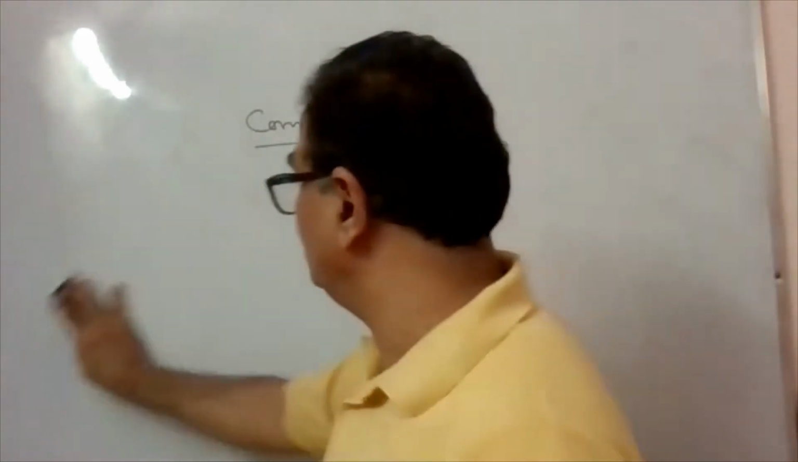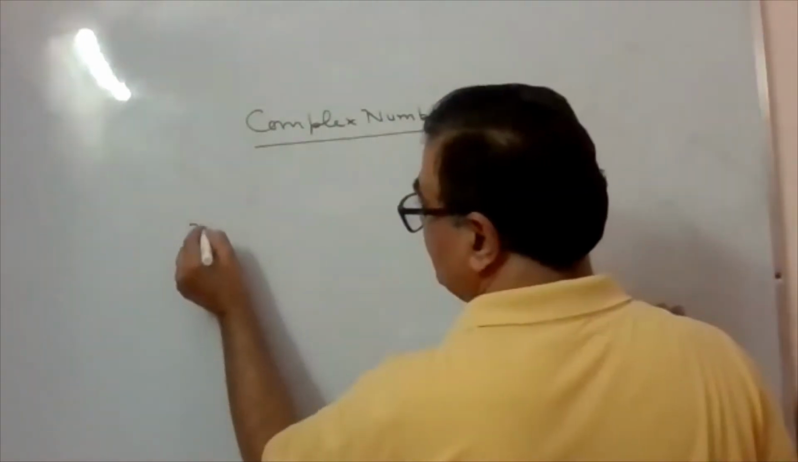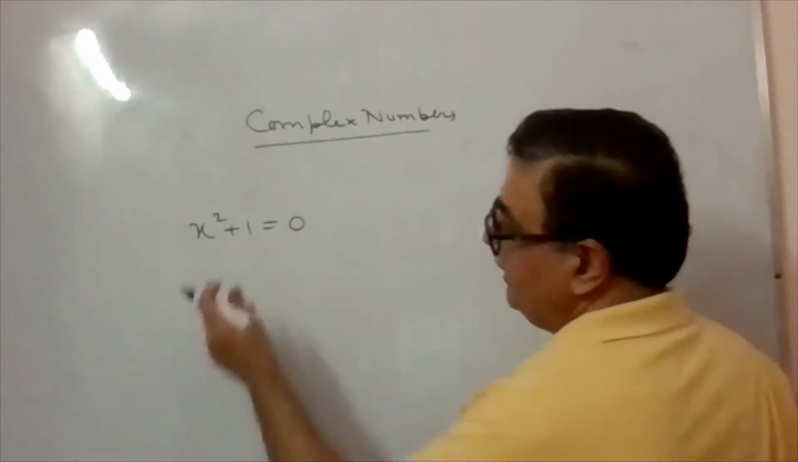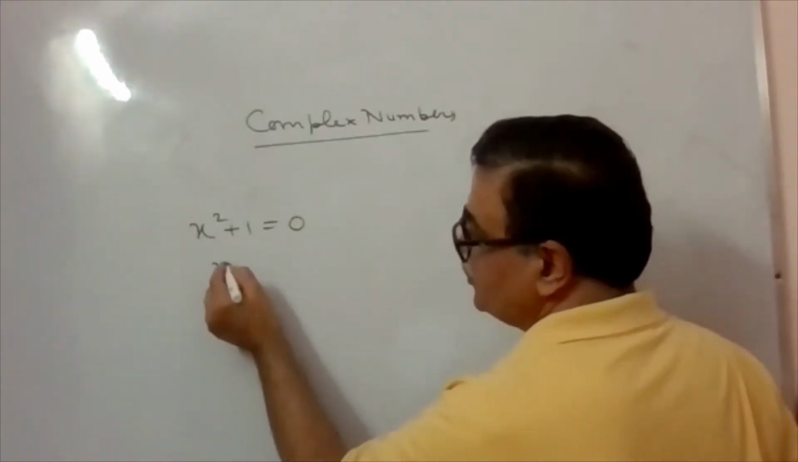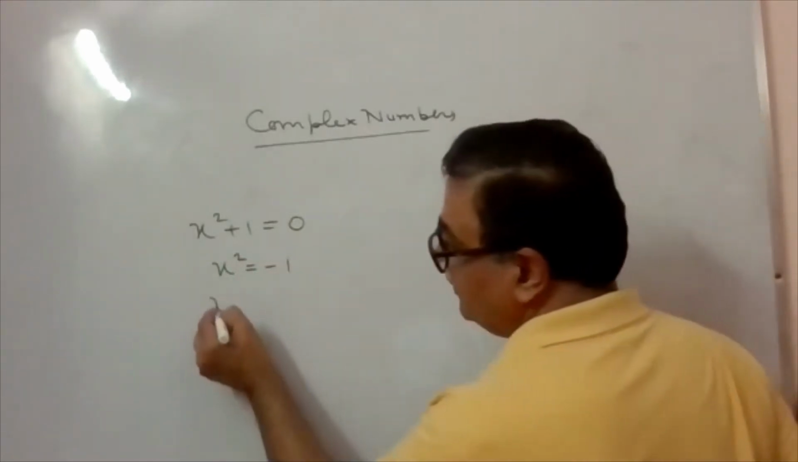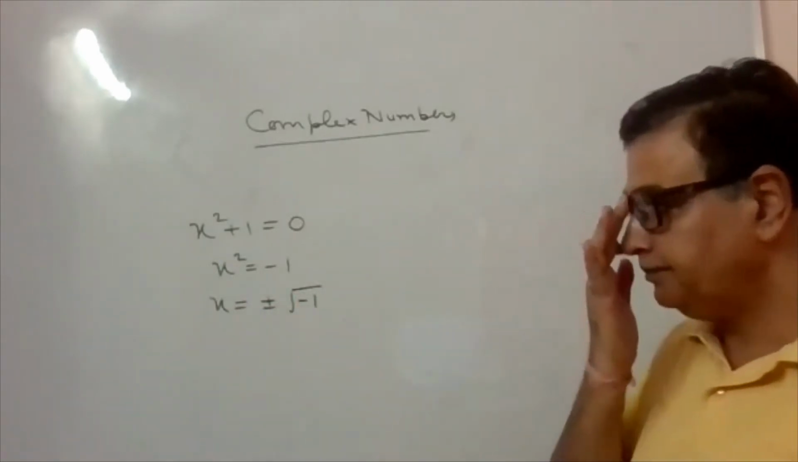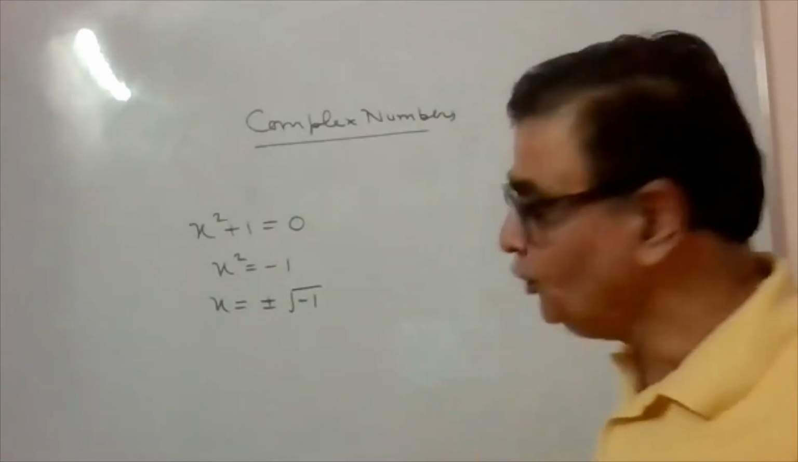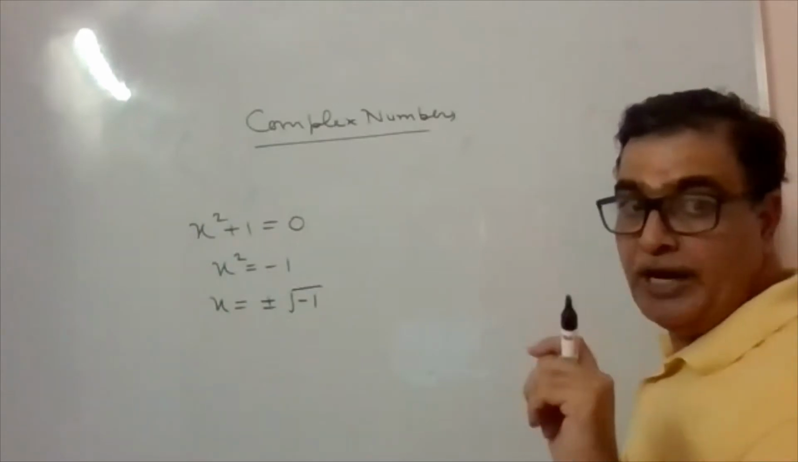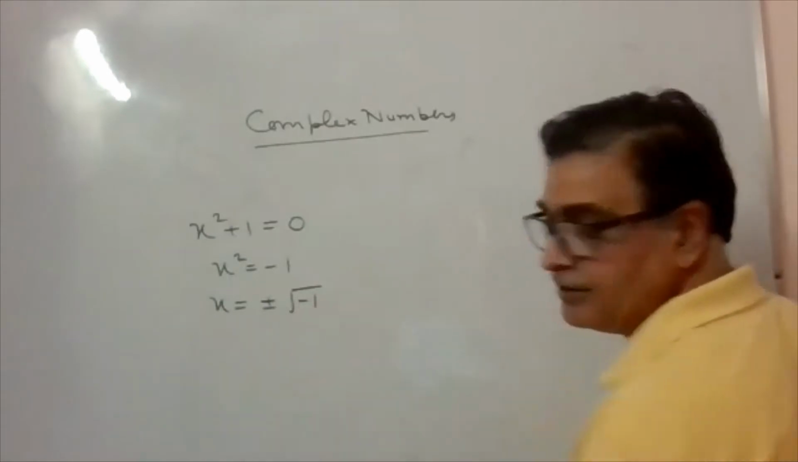So what we are going to do now, whenever this type of equation comes, we will take a simplest form of this. For example, I take this equation x square plus 1 equal to 0. When I say x square plus 1 equal to 0, I should write x square as minus 1. And then we will write x will be plus minus root of minus 1. Till now we have not got any number in which there is a square root and inside the square root there is a negative number. That is not possible. But we got this number here.